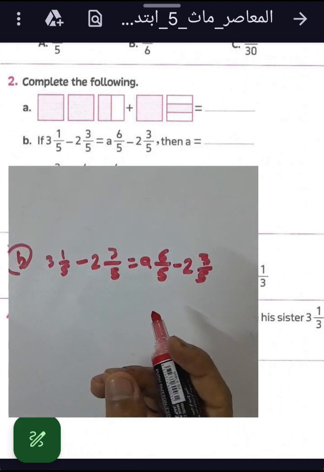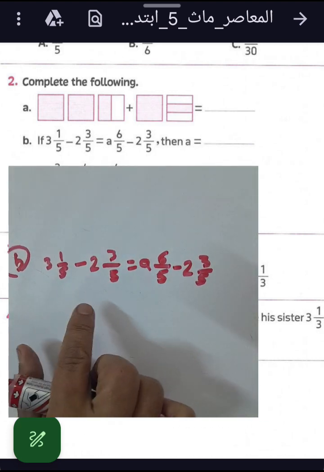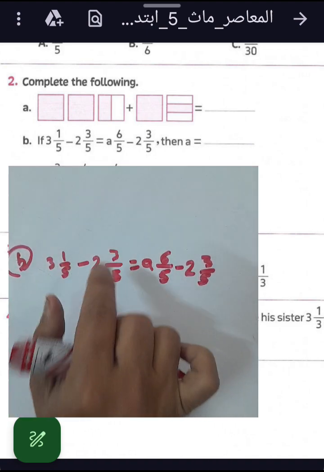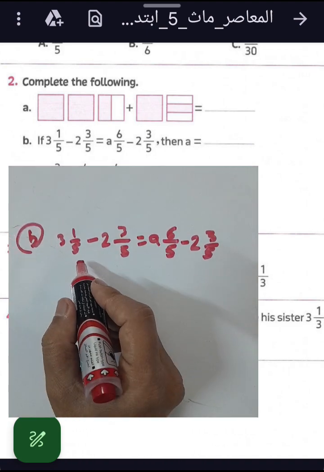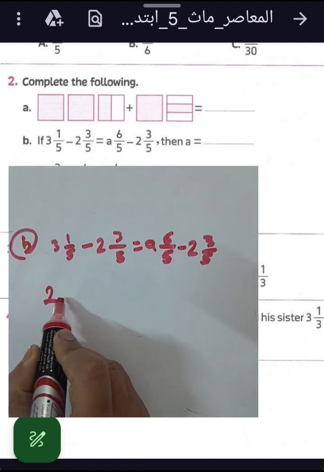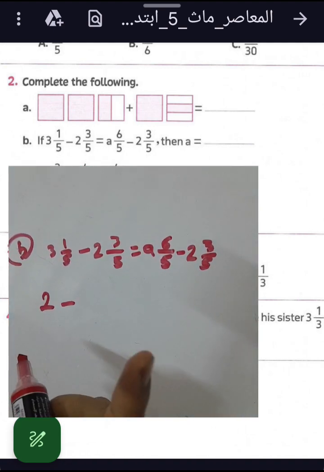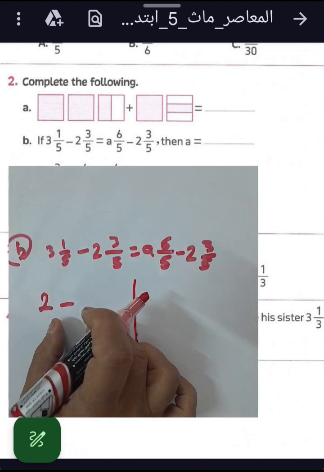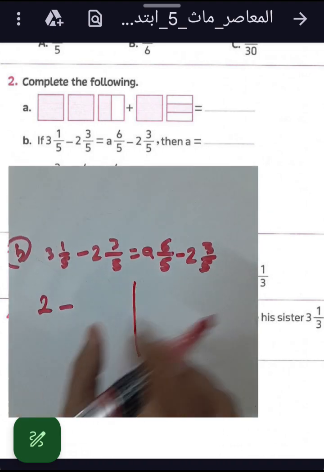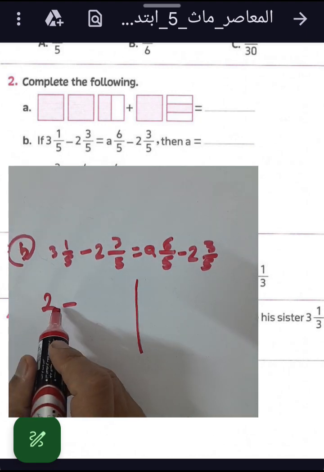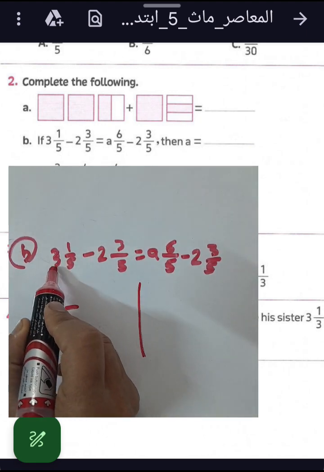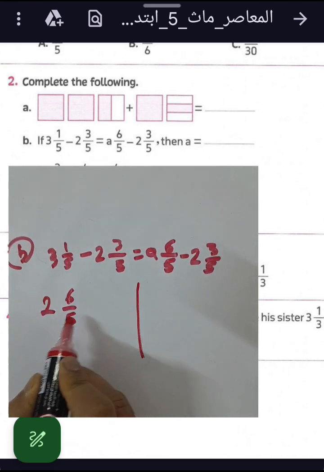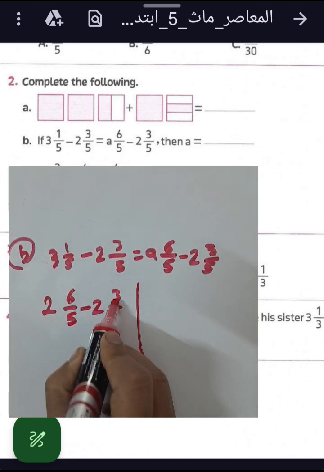In this example, you must find the difference between 3 and 1 over 5 and 2 and 3 over 5. But 1 minus 3, we can't do it. So you must take 1 from 3, it will be 2. Okay, first step, I will solve left hand side here and compare between two results here and here. Take 1 from 3, it will be 2, and 1 equal 5 over 5, or 5 plus 1 over 5, it will be 6 over 5. Subtract by 2 and 3 over 5.